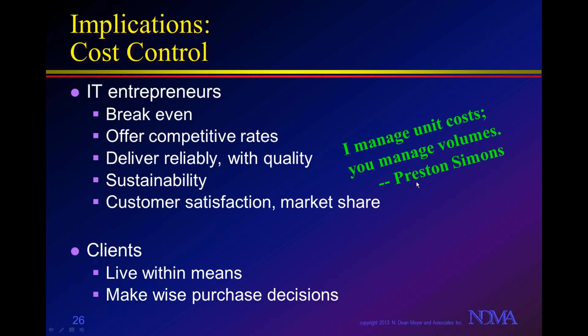I have a friend, Preston. He runs an IT shop. His revenues are just under $1 billion. And he says it so beautifully. He says, I manage unit costs. You manage volume. He says, it's up to IT to be the best deal in town, and from then on, everything else is demand management. So we have absolute cost control, just as good, in fact, better cost control than with traditional processes, but with accountability in the right place.